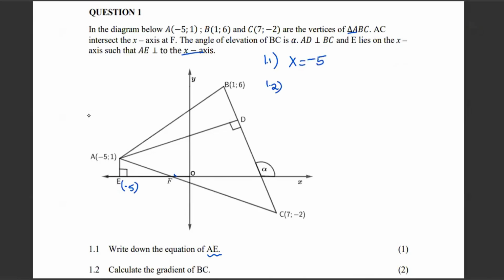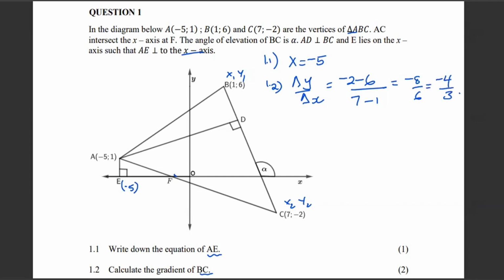Then 1.2, calculate the gradient of BC. So we know that gradient is given as change in y over change in x. If this is my (x1, y1), this is going to be my (x2, y2). So I'll say (-2 - 6) over (7 - 1). When we do the substitution and simplification, that's just going to give us -8/6. Simplify that, which is -4/3. So that becomes the gradient of BC.